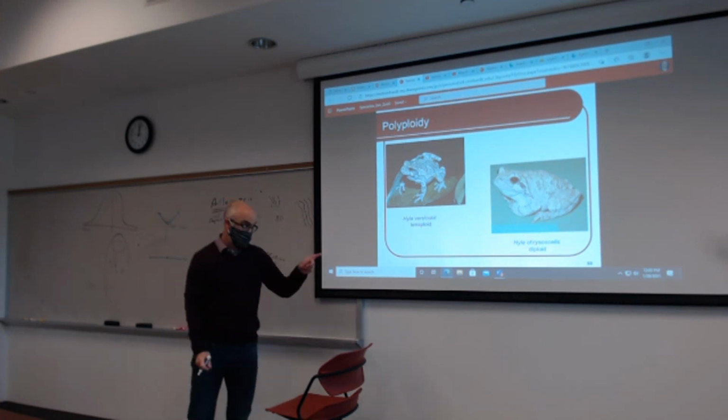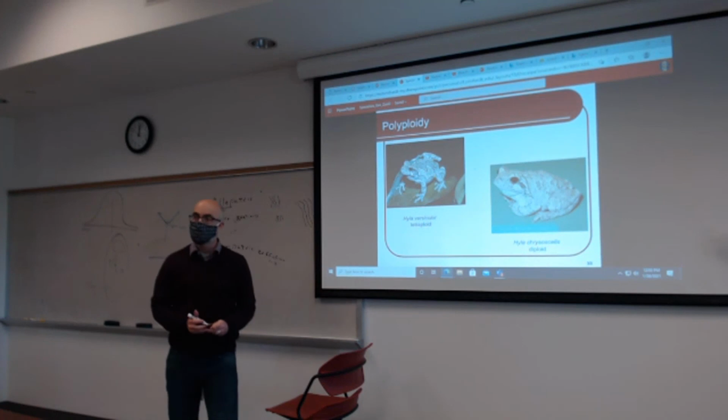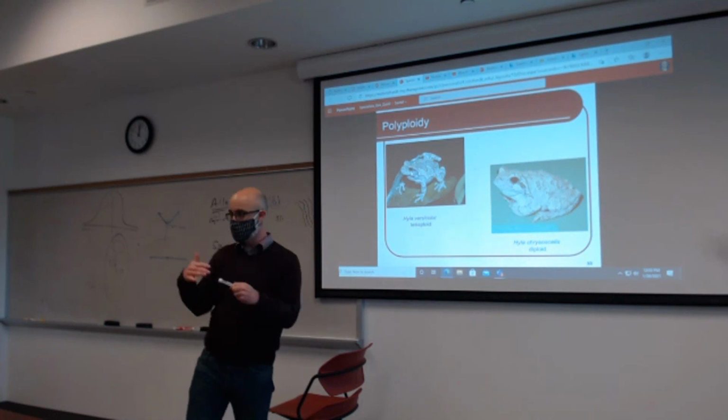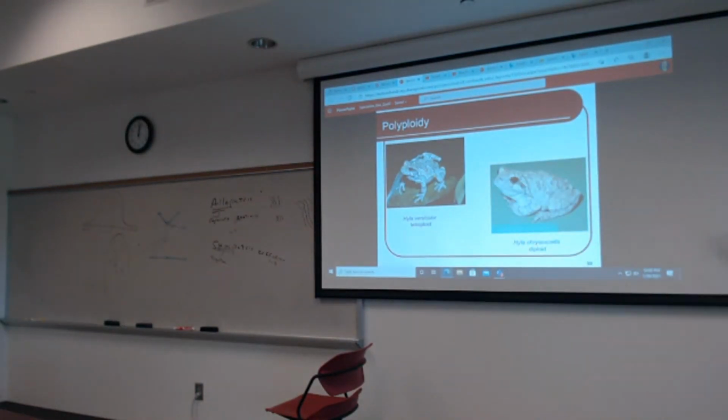Hyla versicolor or Hyla chrysoscelis has 2 copies of every chromosome. So obviously they're not compatible with each other, but they're self-compatible within each species. Okay, so this is just a mutational type of thing.